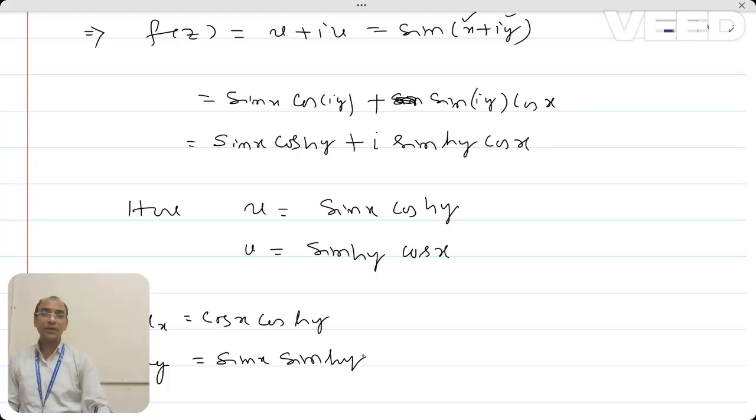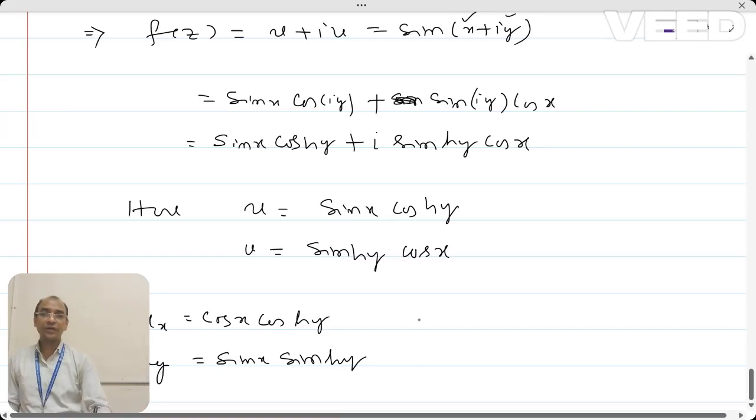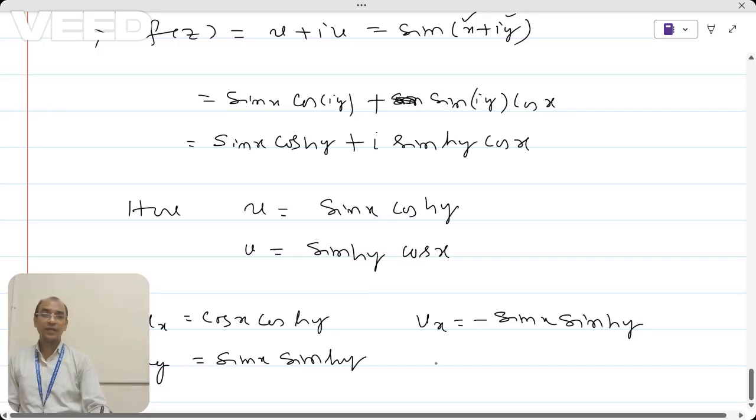Similarly, if I go for vx, the derivative of v with respect to x, the derivative of cos, it is not hyperbolic, so the derivative of cos will be minus sine. So I can write here minus sin x sine hyperbolic y. And vy, the derivative of v with respect to y, the derivative of sine hyperbolic y will be cos hyperbolic y into cos x.